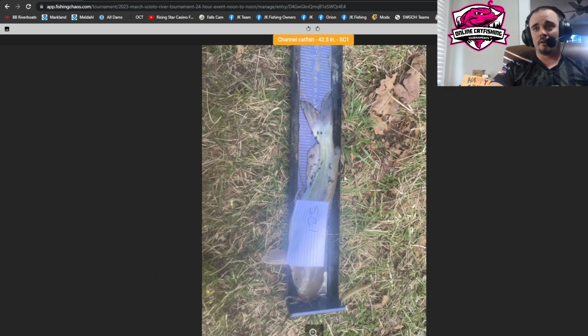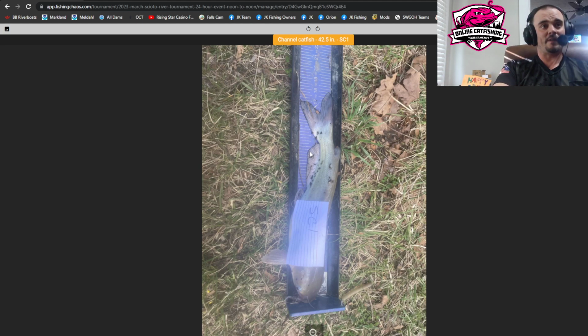All right, moving on. This one right here. In 2023, all channels, all blues have to be measured right side down, left side up. Every channel, every blue, no matter what you measure them on, has to be measured right side down, left side up. So this was disqualified because it was measured on its belly. Every event that I host, there's no exception to this rule.